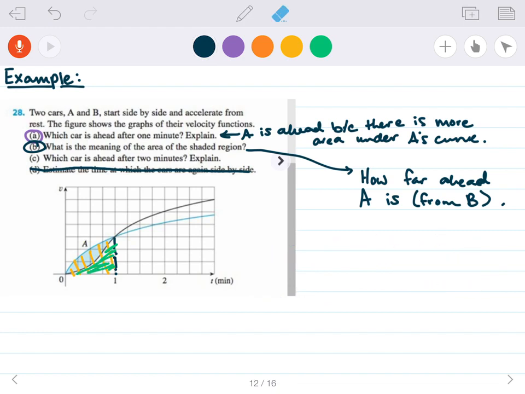In part C, we have which car is ahead after 2 minutes. So this time I'm going to move this to 2 minutes. And now I'm supposed to be comparing the total area under these curves that's been accumulated. Okay, so let's go ahead and just do A in yellow. So this is the area under A's curve with the x-axis all the way to 2. And under B, we have some green here. This is under B. But we also have some green in here.